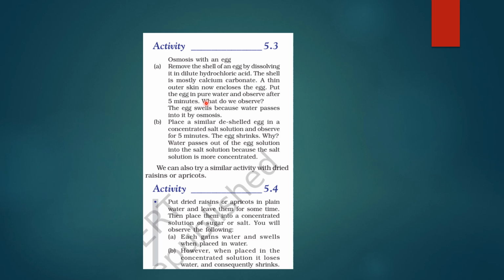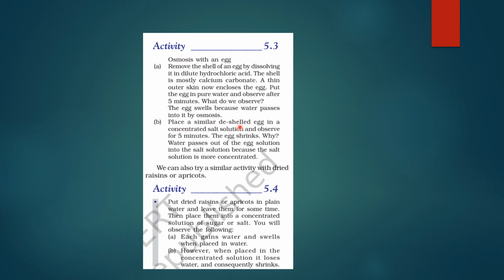Next, we see a small activity, that is osmosis with an egg. You have to remove the shell of an egg by dissolving it in dilute hydrochloric acid. Shell is mostly calcium carbonate. A thin outer skin now encloses the egg. Now put the egg in pure water and observe after 5 minutes. So you will observe the egg is going to swell up because water passes into it by osmosis.